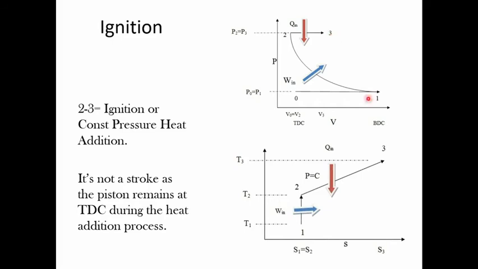If we look at the TS diagram, we can see that as the heat addition process takes place, the temperature increases from T2 to T3, and the entropy at state point 2 increases from S2 to S3.